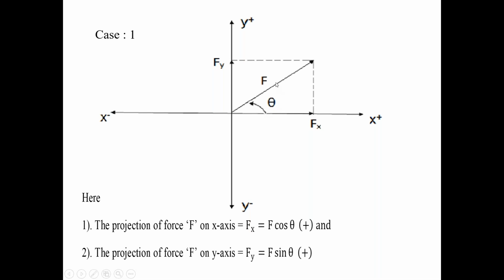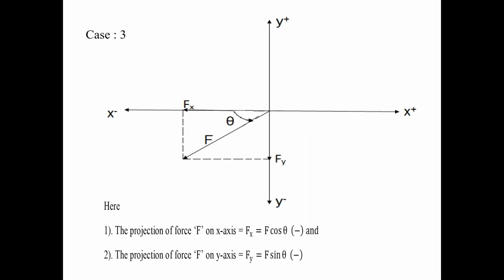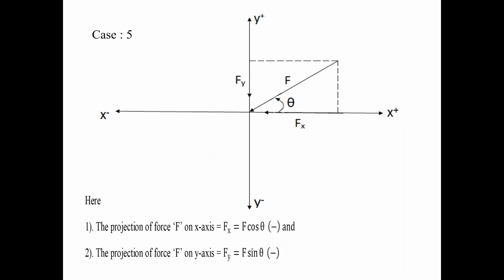Now coming to the fifth condition. In the fifth condition also, force F is in the first quadrant, making the same angle theta with the x-axis, but the direction of force F is reversed. In the first condition, the direction of force F is forward. In the fifth condition, the direction of force F is backward. Again, force F makes the same angle theta with the x-axis.